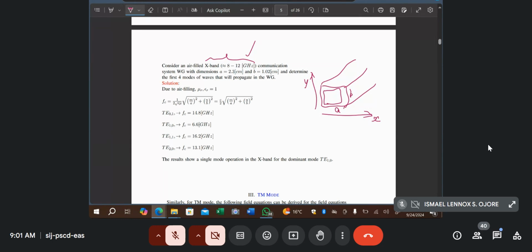And we want the first 4 modes of wave that will propagate in the waveguide. So it means you need to determine the cutoff frequencies of those different modes and see which one falls within the X band that you have. So here we are saying approximately 8 to 12 gigs.